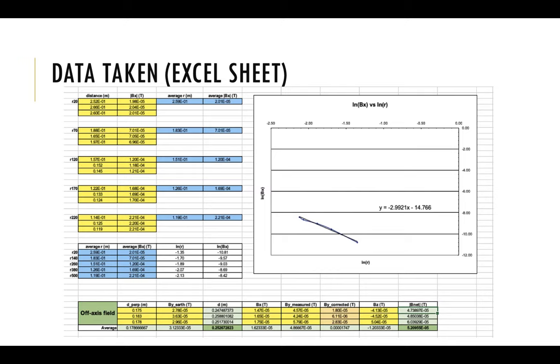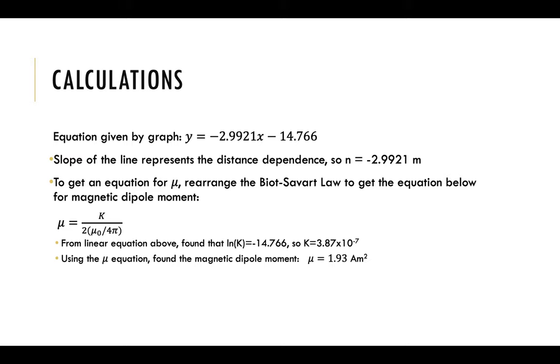This is my data taken. As you can see, it produced a relatively linear slope, so this equation is used on the next slide to calculate the different values. The equation provided by the graph was y equals negative 2.9921x minus 14.766. The slope of this line represents the distance dependence, so n is found to be negative 2.9921.